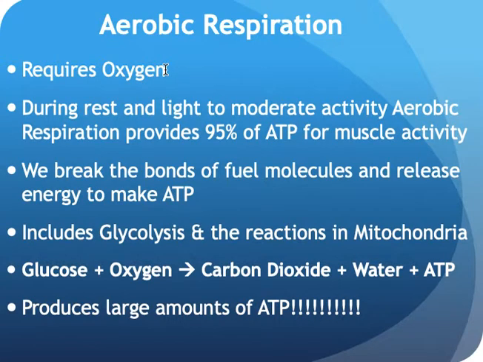What you also find is that the better shape you're in, the more you're able to use this aerobic respiration. That's the whole point of training: so that I don't have to move into the anaerobic phases as quickly, and if I train, it takes a higher intensity to get to where I have to switch out of aerobic respiration. So we break bonds of fuel molecules and release energy to make ATP. Again, we're using glycolysis, and aerobic respiration is going to take place in your mitochondria.